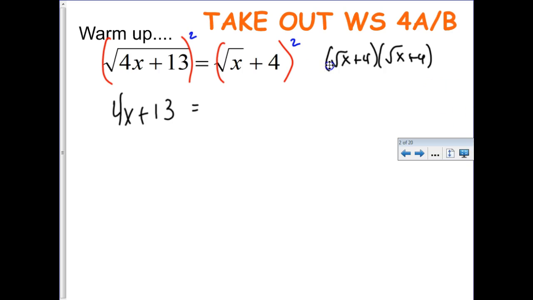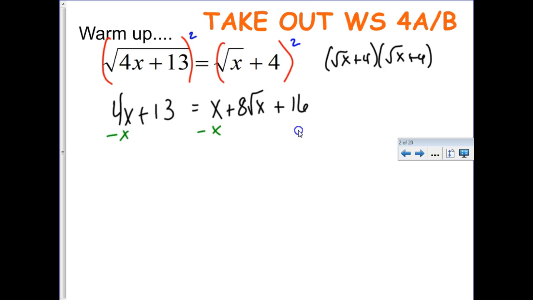So square root of x times square root of x is x. And then you have plus 4 square roots of x plus another 4 square roots of x, so you have 8 square roots of x. And then 4 times 4 is 16. Now, bad news is we still have a radical in our question, but the good news is there's only one, so as long as you get him mostly isolated, then you can go back and square both sides again. So I'm going to subtract the x.